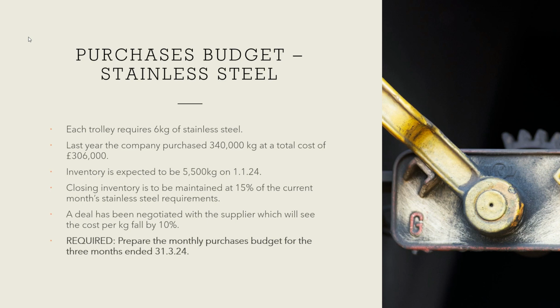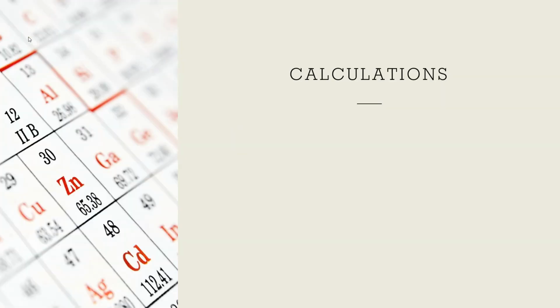This isn't opening and closing inventory of the trolleys, the finished goods. This is of the raw material, and it tells us there that at the start of the year they expect to have 5,500 kilos. The other thing we do with this that's a bit different from the production budget is to assign a cost to it. So we're going to have a couple of calculations to do.